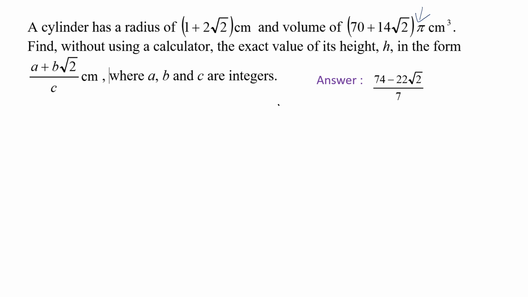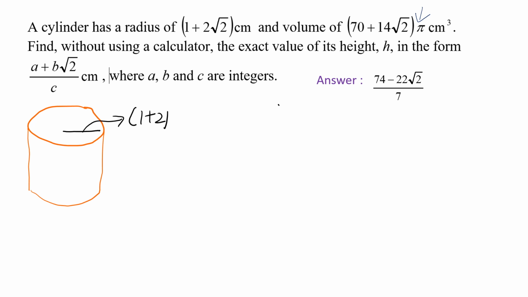Right, so first things first, we just draw a diagram. Okay, we're talking about a cylinder, so let's draw a cylinder. Not a beautiful one, but you can see it's a cylinder. So let's put down the radius, which is given to be 1 plus 2 square root 2. And then, of course, there's a height, which is unknown.